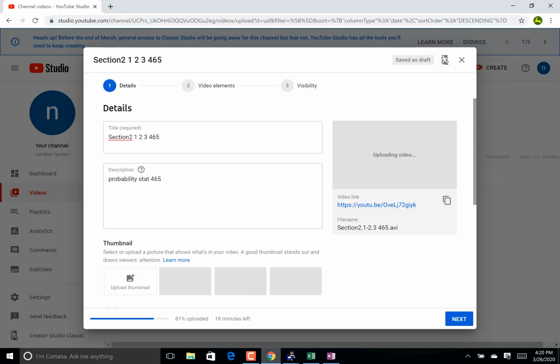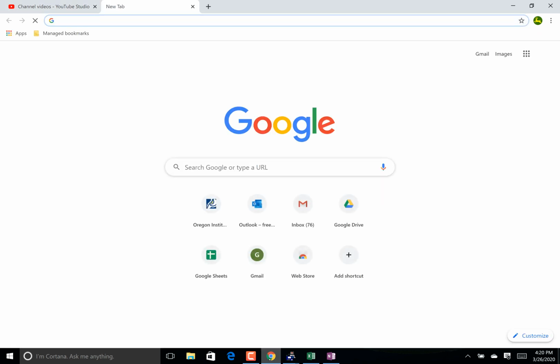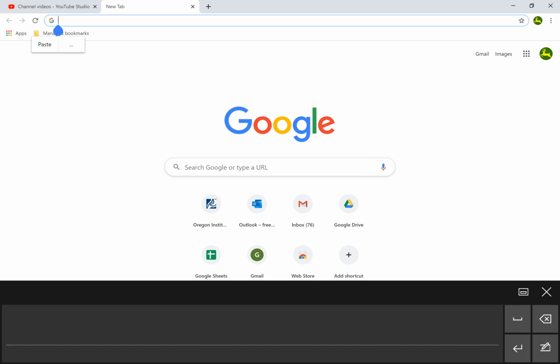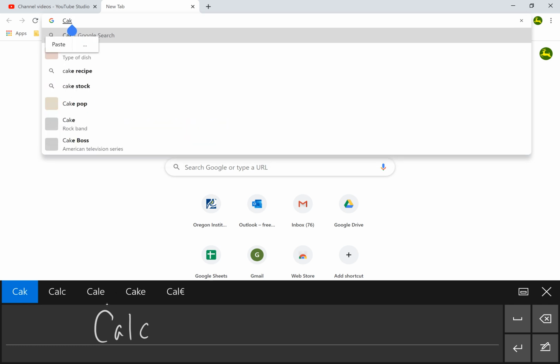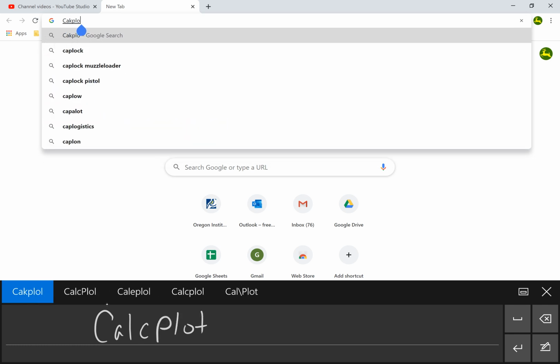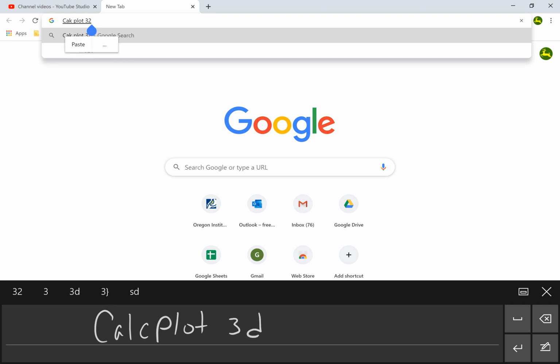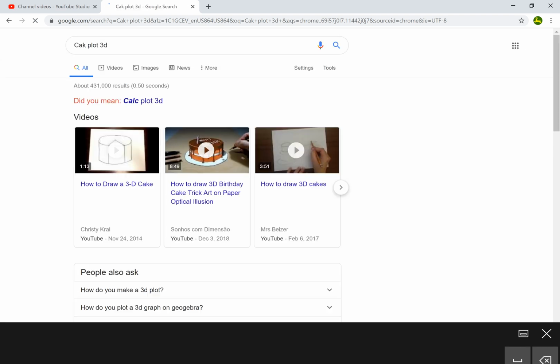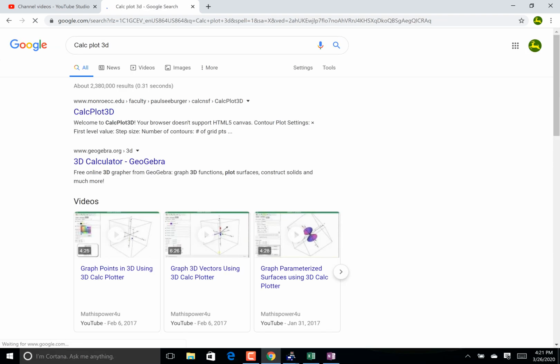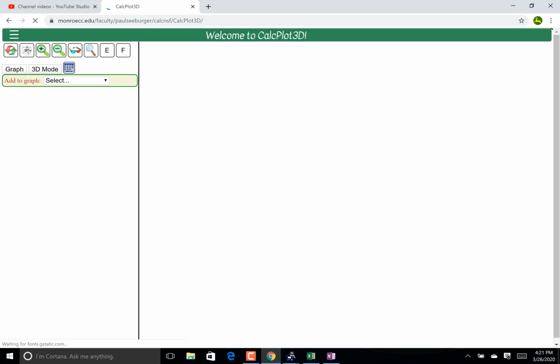All right, so I'm going to go to... Come on, give it to me. Come on, where's my keyboard? Oh, yes. Calc plot 3D. Yes, I meant Calc Plot 3D. Of course I meant that. Anyway, I use this a ton in my vector calculus class. If you have that from me, you know that. If you don't, that's cool. Here it is.